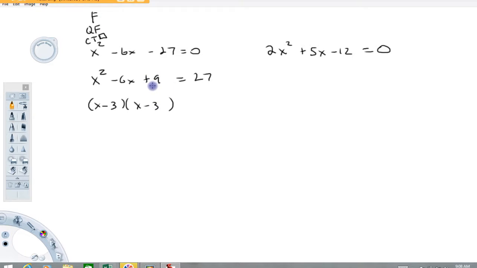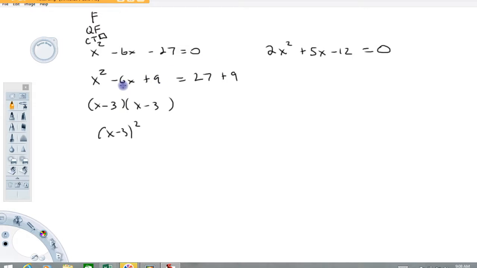And if you add 9 to one side to maintain equality, you have to add 9 to the other side. So what we've done is by adding 9, we have designed this thing to factor into x minus 3, the quantity squared. Right now, you're always going to take half of whatever this is, square it, add it to both sides. So that's basically where that 9's coming from.